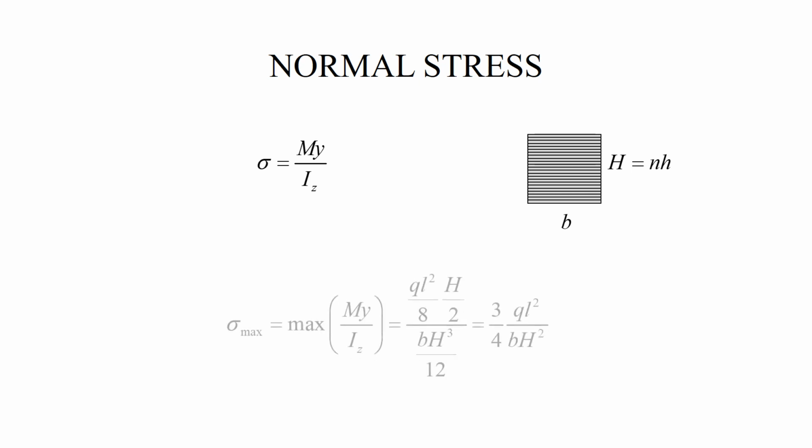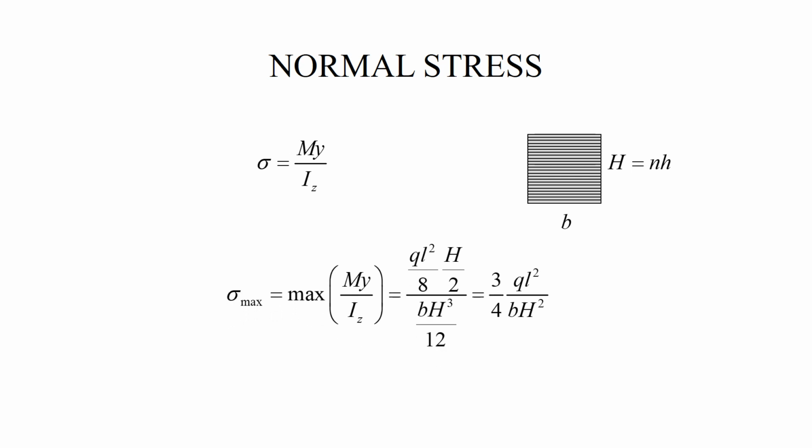For this cross section, the maximum normal stress could be computed by maximizing My over Iz. And here we have QL squared over 8 from the bending moment diagram. H over 2 is the maximum y for the chosen cross section, and BH cubed over 12 is the moment of inertia. And when we put it all together, we obtain this answer. And you can see that the answer is expressed in terms of capital H. That's what matters for this answer.